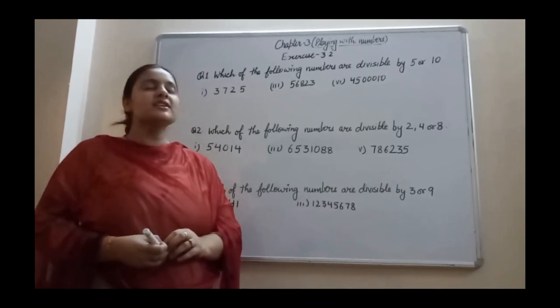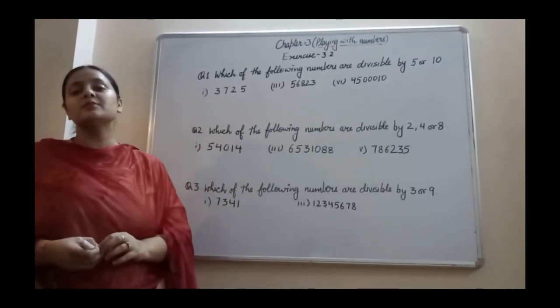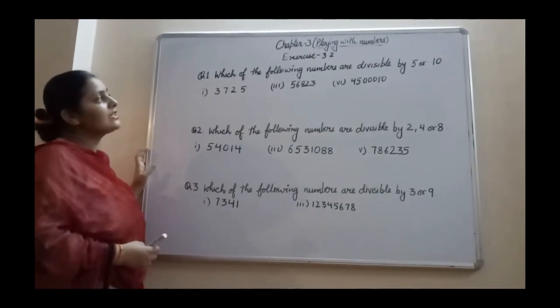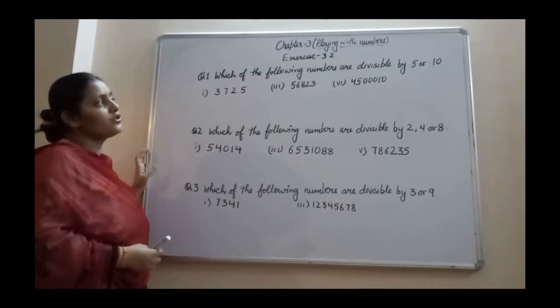So today we are going to start our exercise 3.2 which is based on divisibility rules only. So let's do the first one. First question number 1. Which of the following numbers are divisible by 5 or 10?